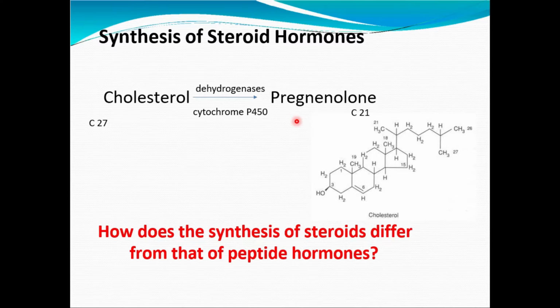Now, there is an important question that arises here. How is the synthesis of steroids different from the synthesis of peptide hormones? While peptide hormones are encoded by specific genes, steroid hormones are synthesized from the enzymatic modification of cholesterol. The regulation of steroidogenesis involves control of enzymes which modify cholesterol into the steroid hormone of the body's interest. Thus, there is no gene which encodes aldosterone.